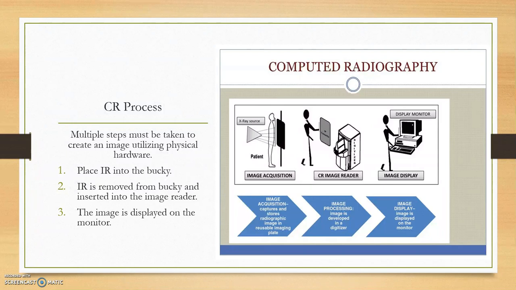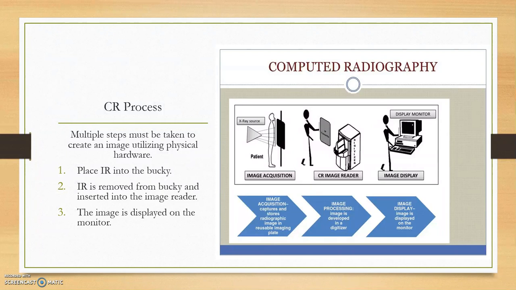There's a few steps in how to create a radiograph with CR. You place the imaging plate in the Bucky tray first before the exposure is made, and then the imaging plate will be taken out. The latent image will be embedded on there. Latent image is what you can't see, it's just in there digitally.